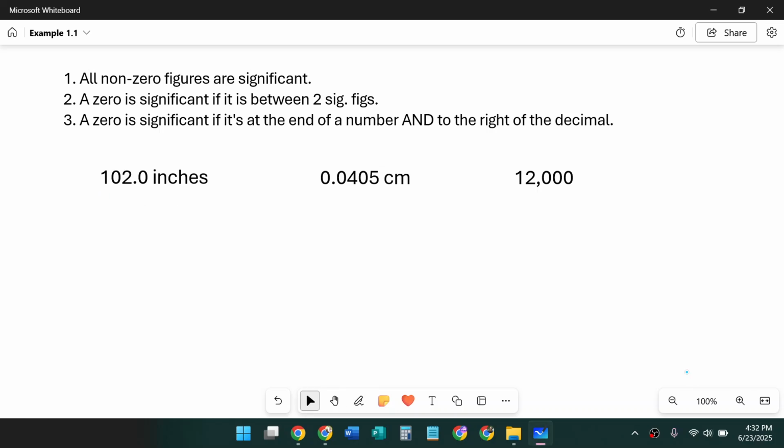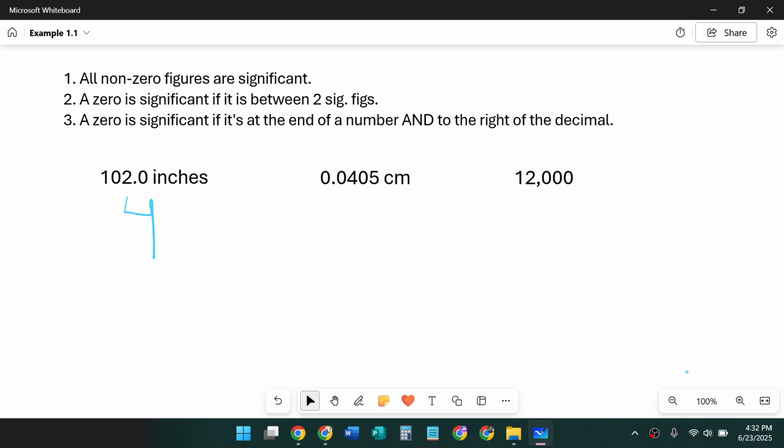102.0 inches. We know that the 1 and the 2 are significant digits because they're both non-zero, and that's the first rule. We also know that this 0 between the 1 and the 2 is significant because of rule number 2. It's between two significant figures. This last 0 is also significant because of rule number 3. It's at the end of the number and it's to the right of the decimal point. So in this first number, 102.0 inches, all 4 digits are significant. So this number has 4 significant digits.